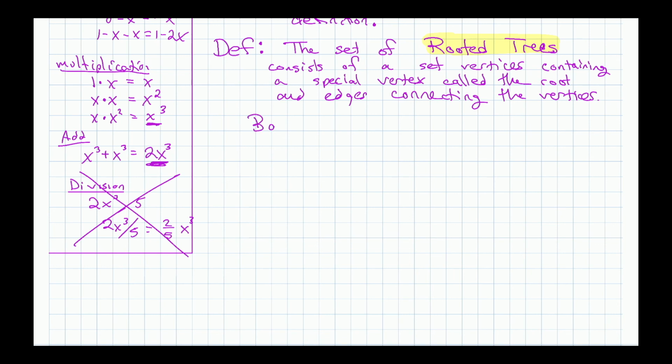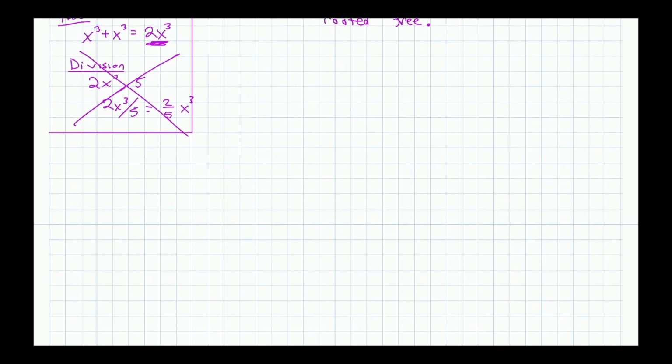The symbols, or the recursive, formal definition, looks like this. For your basis step, a single vertex R is a rooted tree. All right, so we'll draw our pictures down here. I guess we'll actually have to come down to the next page. So rooted trees. All right, so basis step.